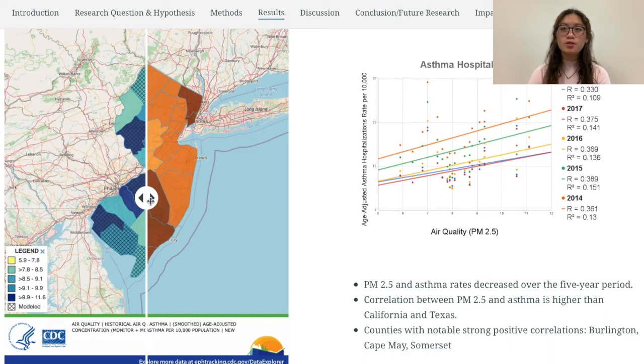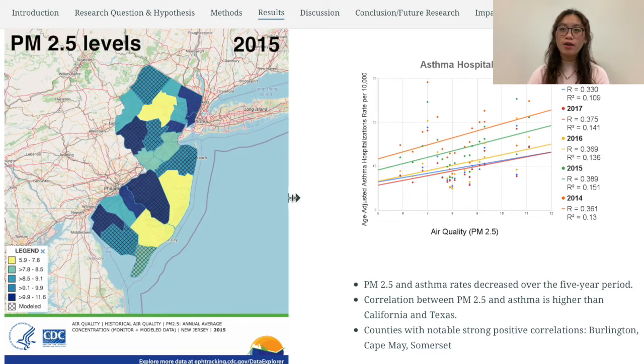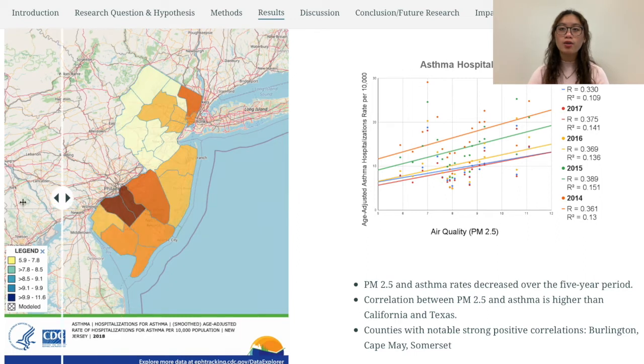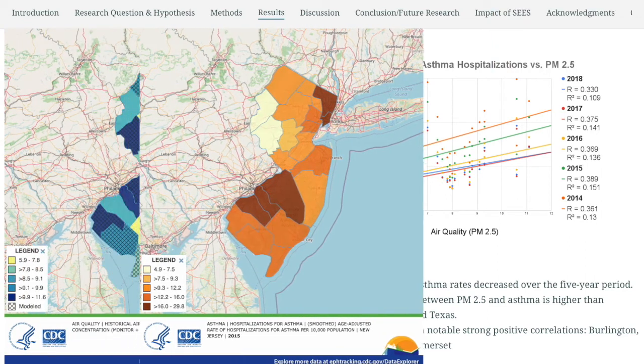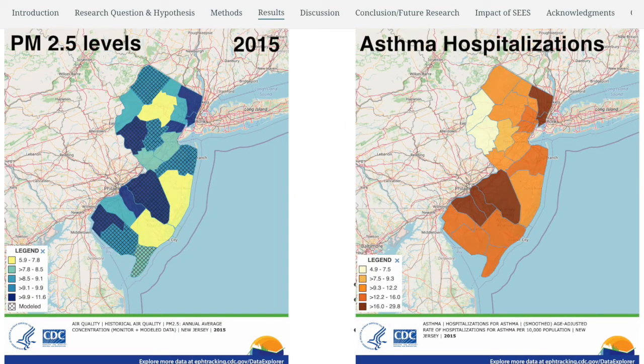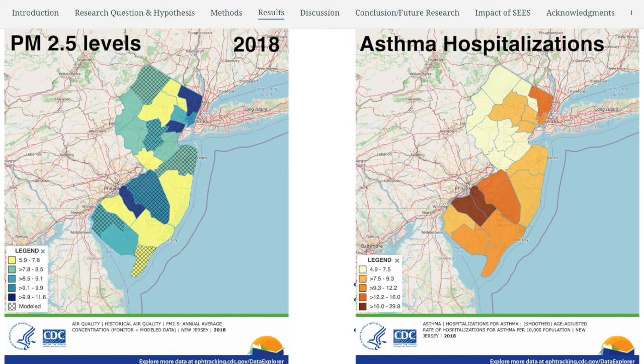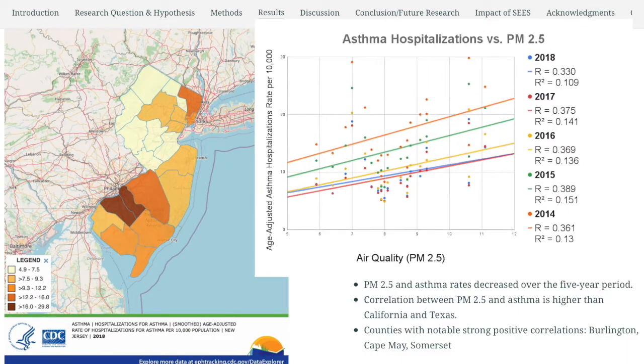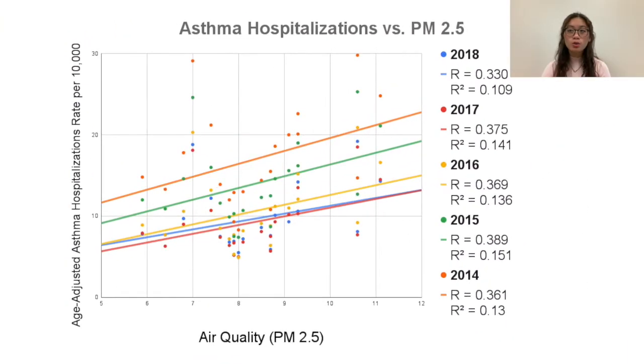The left GIF demonstrates the annual average PM 2.5 levels in each county of New Jersey from 2014 to 2018, while the other GIF displays the age-adjusted rate of asthma hospitalizations per 10,000 population. It is evident from the R and R squared values that New Jersey has a slightly higher correlation than California and Texas do. Both PM 2.5 levels and asthma hospitalizations decreased over the 5-year period, though the correlation remained about the same. The correlation was particularly pronounced for Burlington, Cape May, and Somerset counties.